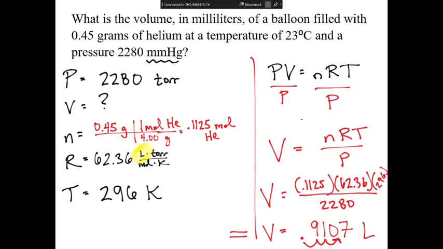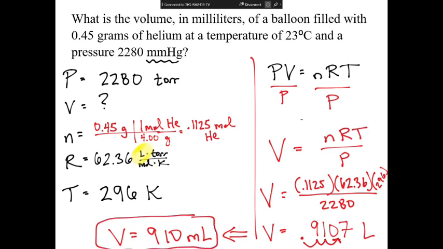I'm gonna have to go over here because I'm out of room. 910 milliliters. You could say milliliters of helium if you wanted to, or just milliliters, because that's the volume of the container in the end we're dealing with there. Anybody have any questions on that?